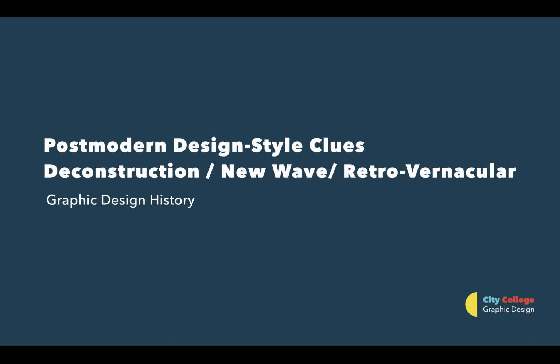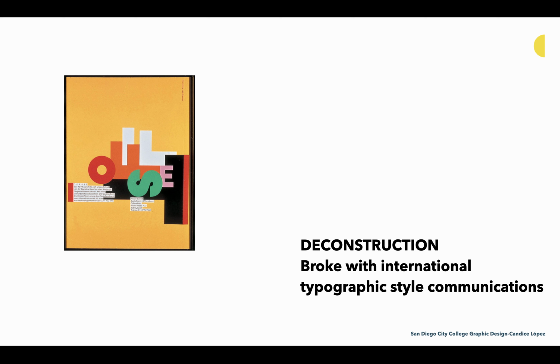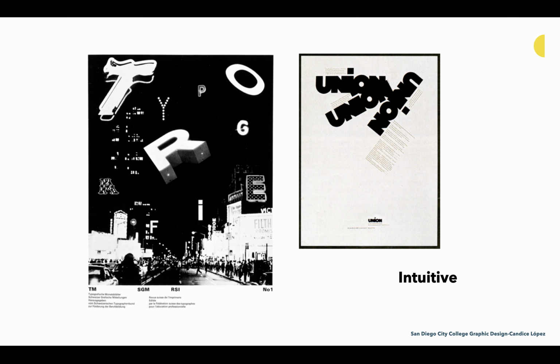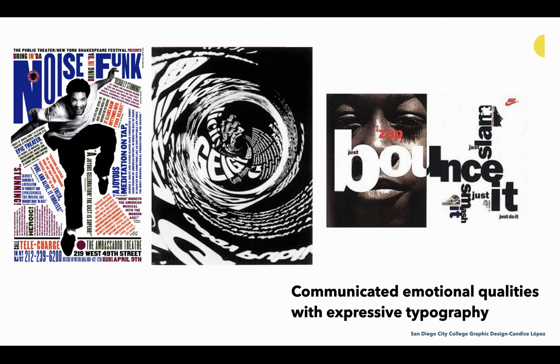That brings us to postmodern design with three subsets: deconstruction, new wave, and retro vernacular. Now, deconstruction can be identified because it broke with the international typographic style communications. Suddenly we see really playful things going on like this. It's intuitive. So it's a lot closer to fine art than ever before. It's about communicating really emotional qualities with very expressive typography, as seen in these examples.